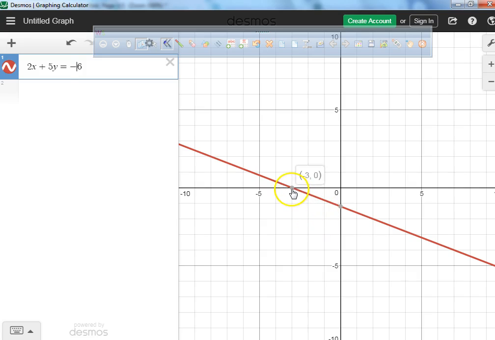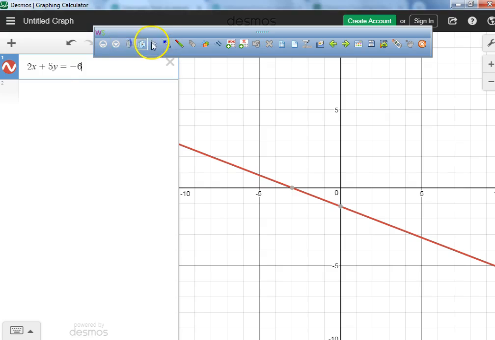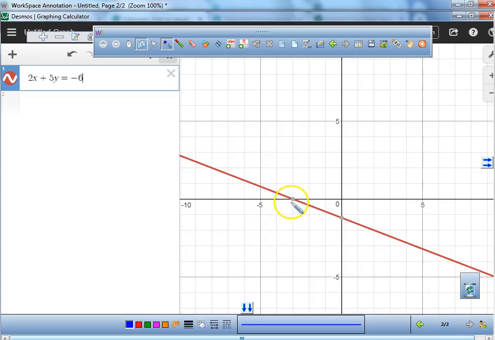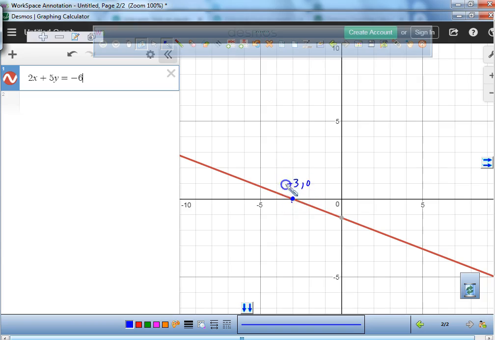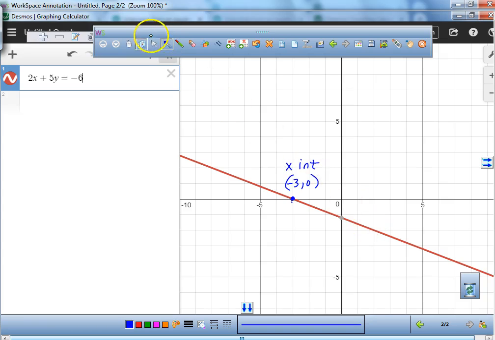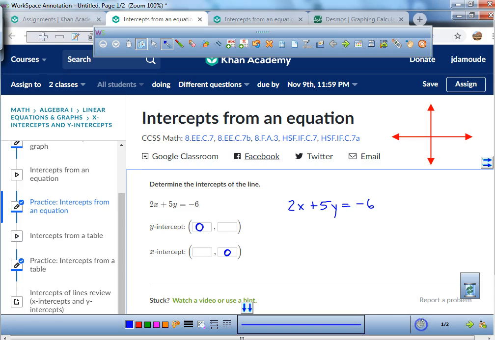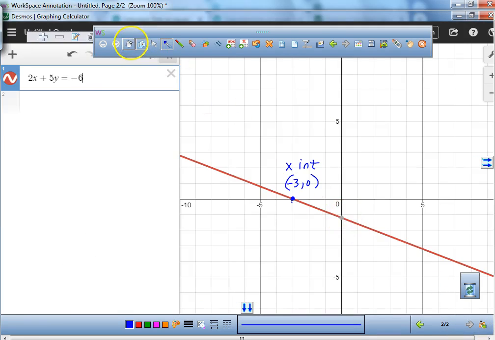So let's take a look at our answers. You guys see that right there? What does that say? Negative 3, 0. So if you're using Desmos to help you, what does this point right here represent? That was what? Negative 3 and a what? 0. What does that represent? That represents our x-intercept. Okay? So one thing you know is your x-intercept's what? Negative 3, 0.